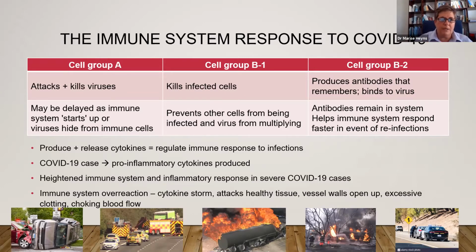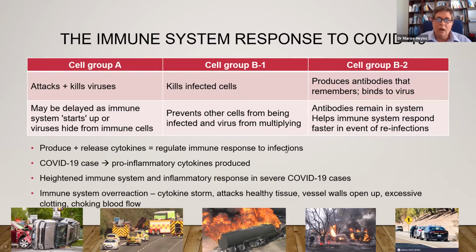So the first group of cells that we get is the cell group A. Those are the ones that recognize the viruses and go and kill the viruses. So it sees the virus, it sends a message to the brain, here's something we don't want. The brain sends a message to the immune system, and the immune system starts up and it will kill the virus. So there's a little bit of a delay. It's almost like here at the bottom, there's a motor vehicle accident on the road. Someone needs to phone the emergency services, and it takes a while before the emergency services get to the accident site.